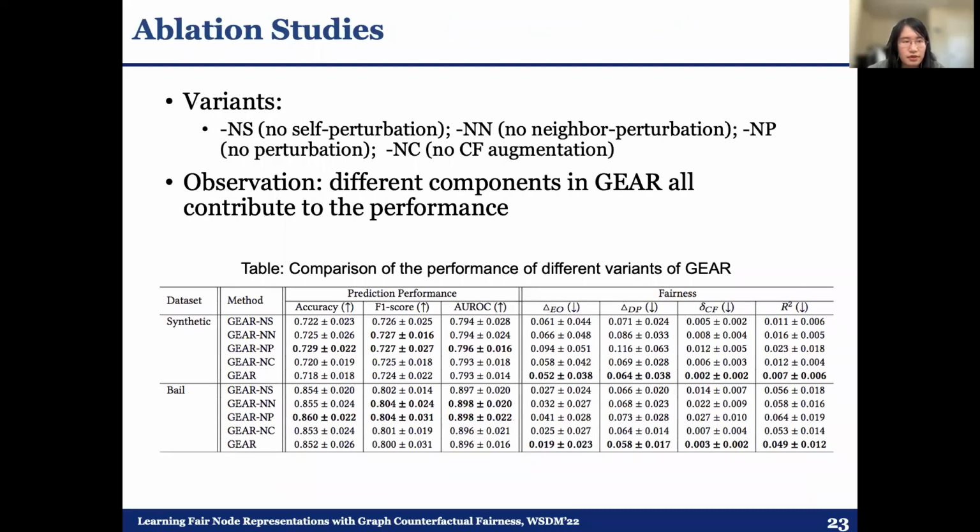After that, we conduct some ablation studies by removing some components in the framework. We remove the self-perturbation or neighbor perturbation, and remove all the perturbation and use no counterfactual augmentation. Then we observe that all of these variants underperform the final fair framework. So it validates our conclusion that different components in our framework all contribute to the final performance.